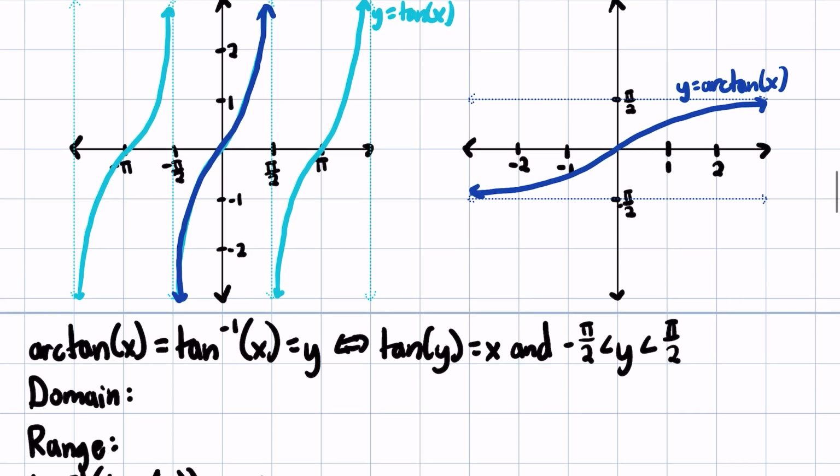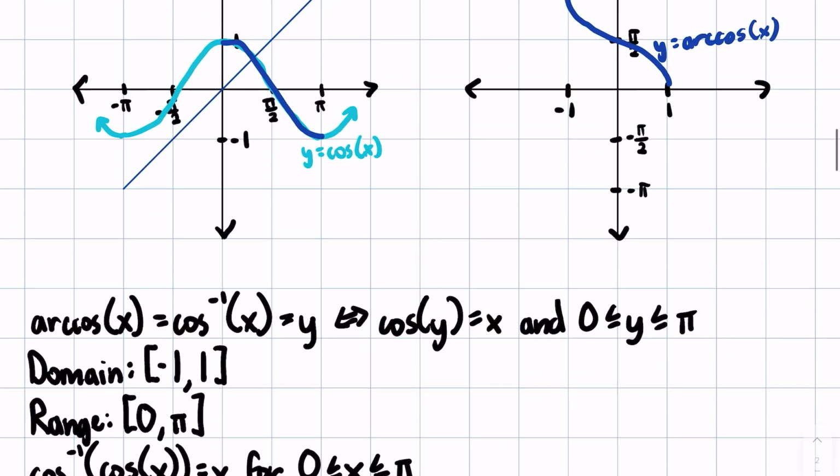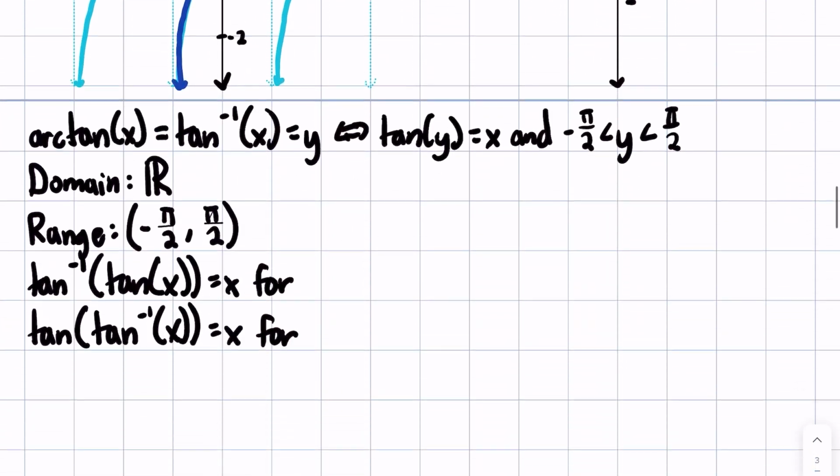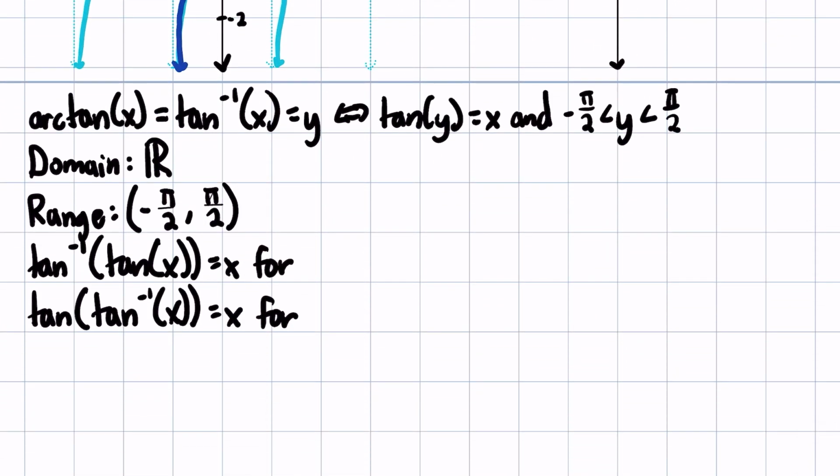All right. So the domain is going to be all real numbers, because the range of tangent is all real numbers. And then the range of arctangent is going to be our restriction here. It's not inclusive, but it's between negative pi over 2 and pi over 2. Notice with sine, we had negative pi over 2 to pi over 2 inclusive as our range. Here, it's not inclusive of the endpoints. So arctangent of tangent of x equals x for x in the range. And then tangent of arctangent of x is x for x in the domain, which is all real numbers. So for all x, that's going to be true.